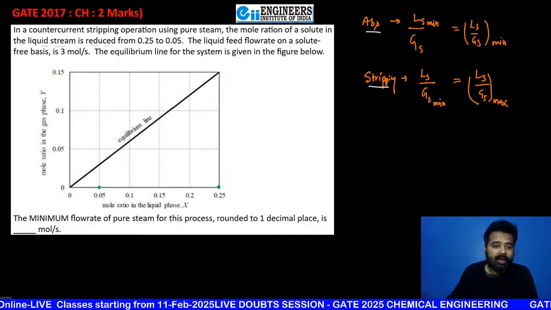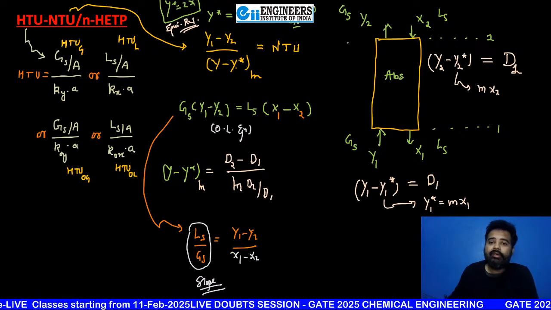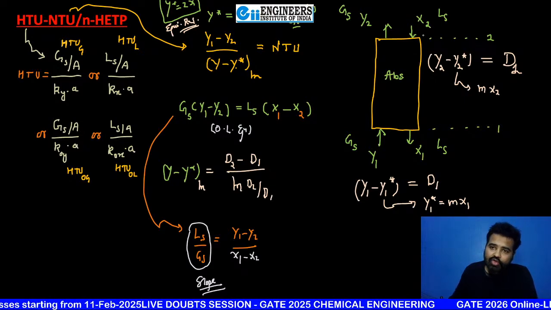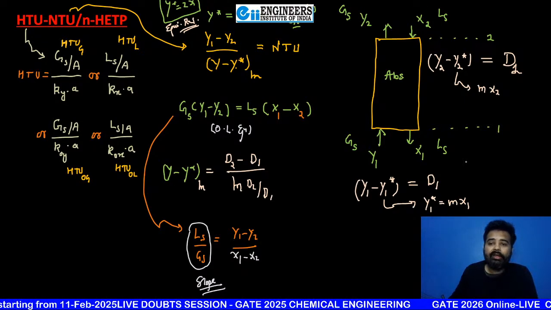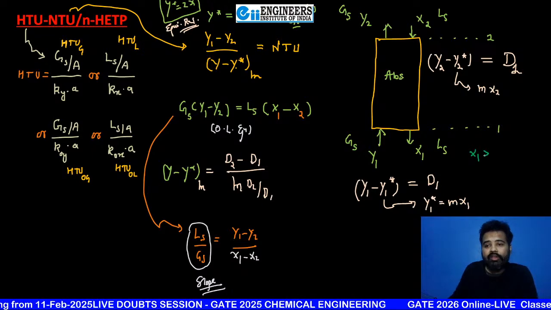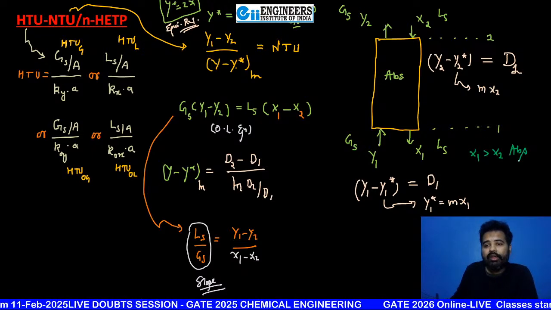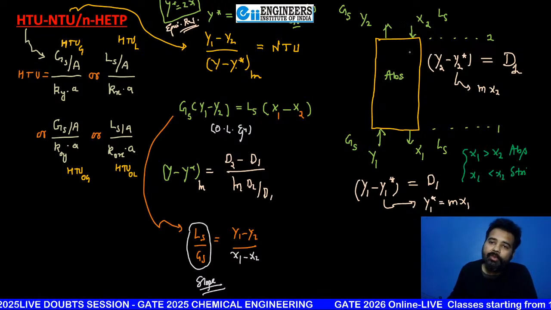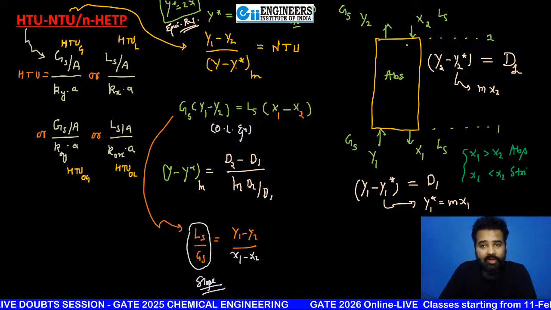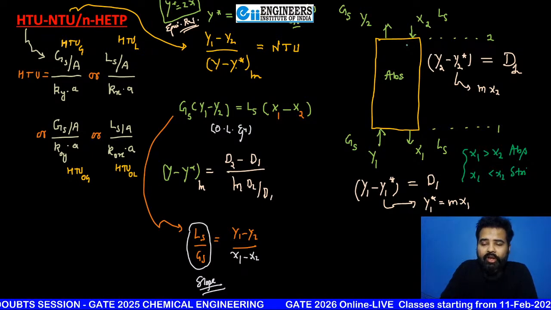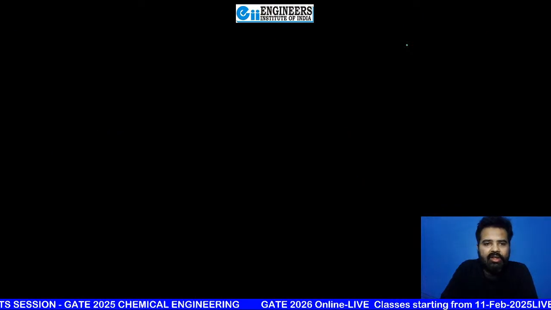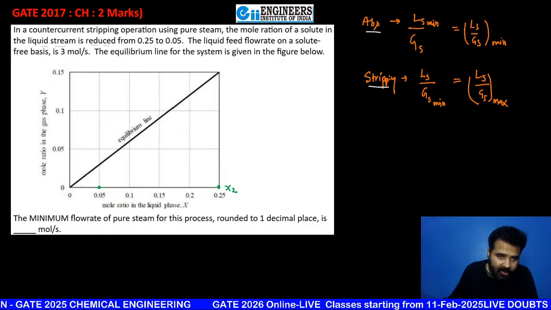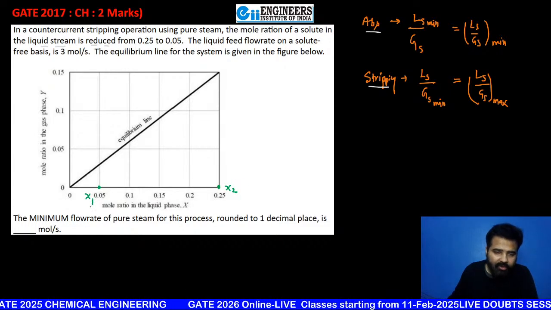In my previous notation, if I am writing the same thing for stripper, then definitely for stripper x2 is more than x1. अरे भाई, x1 is more than x2 if absorption is present. If stripping operation is going on, then x2 is more ना यार, क्योंकि अभी तो लिक्विड दिए हो, अब इसमें से निकालना है ना गैस को डाल करके, तो x2 is having more solute ना. Okay, so x2 having more solute, that means this is my actually x2, this point is my x2, and this point is my x1.